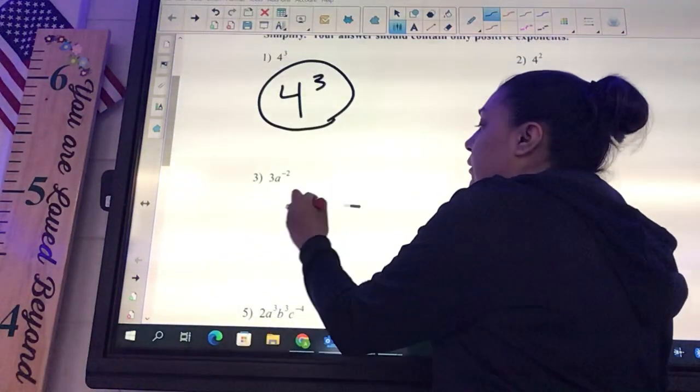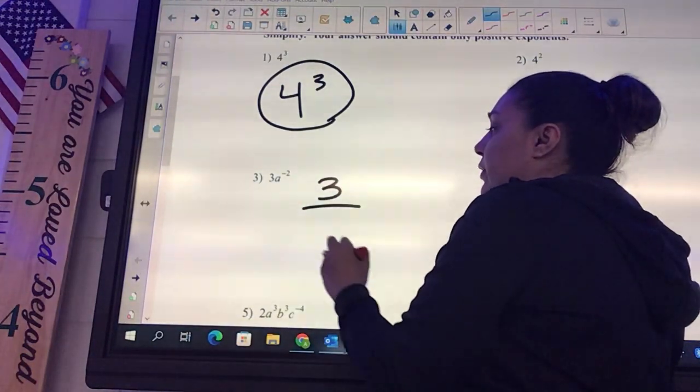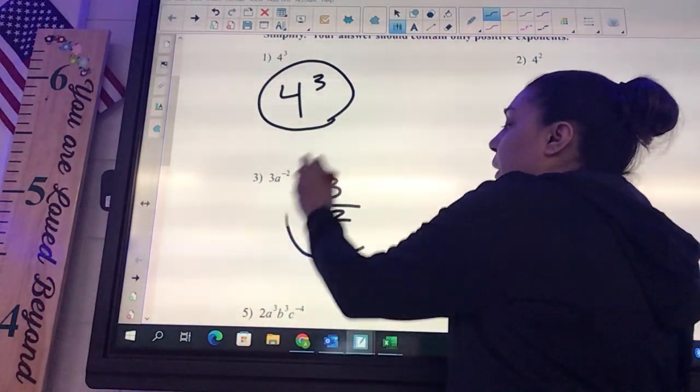Okay, if you look at number 2, we do have some negatives. So where does the 3 go? Top, a to the negative 2. Bottom, and we make it a positive.